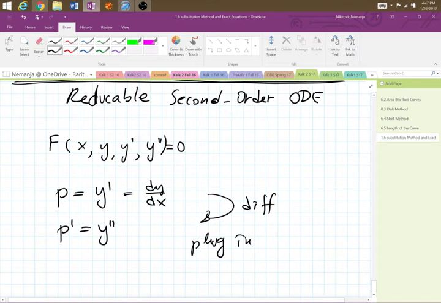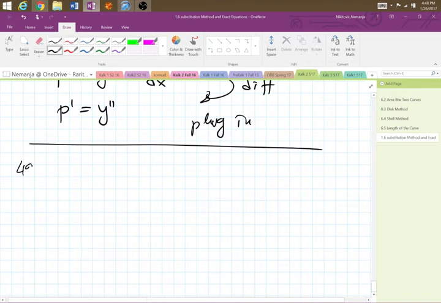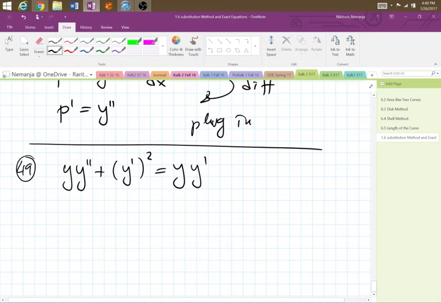So let's immediately do the example. We have 1 minute and then 2 minutes after that. Reducible second order problems 43 through 54. So you have quite a number of exercises. Any one is fine. How about 49 looks bad enough. Where we have y double prime plus y prime squared equals y prime.